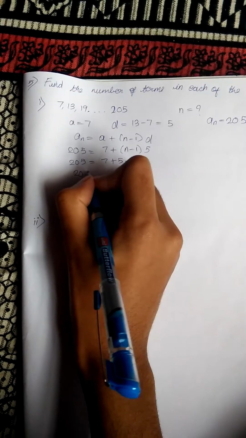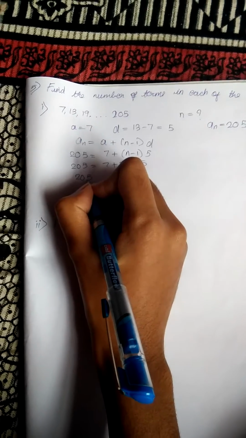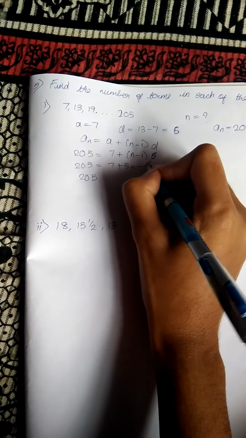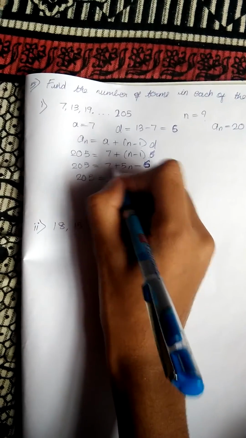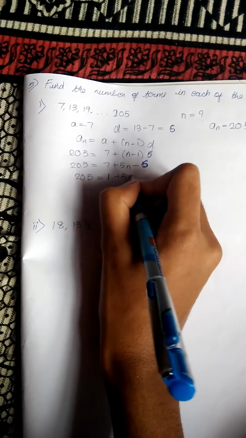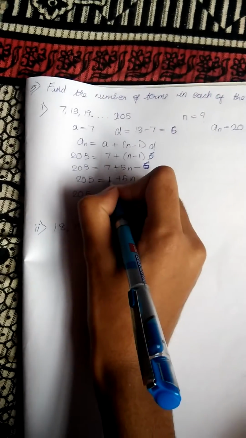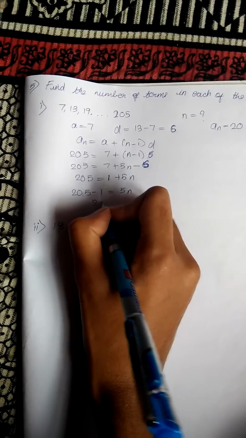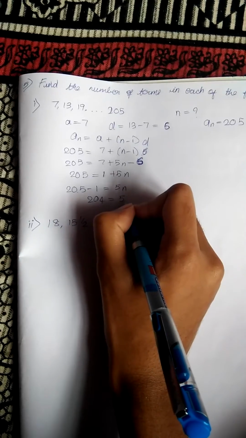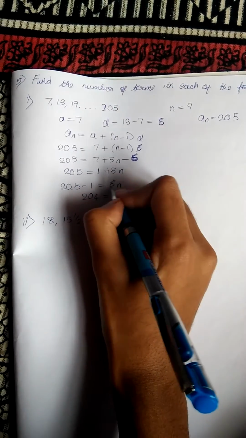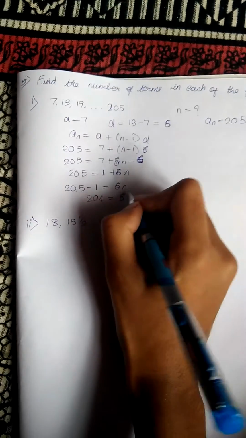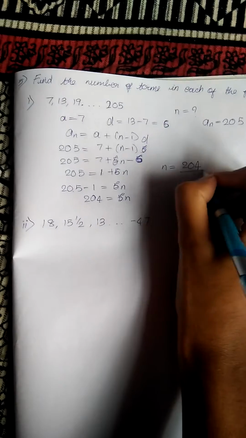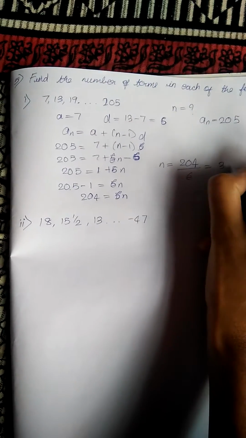So 13 minus 7 is 6, so the common difference is 6. 205 equals 7 minus 6, which is 1, plus 6n. The 1 goes to the left hand side. 205 minus 1 is 204 equals 6n. So n equals 204 divided by 6, that is 34.